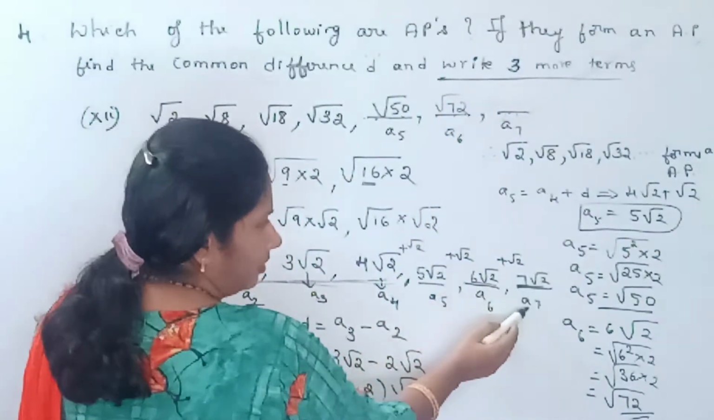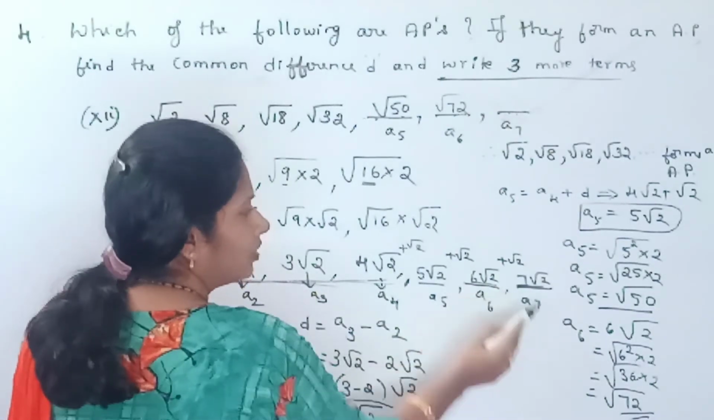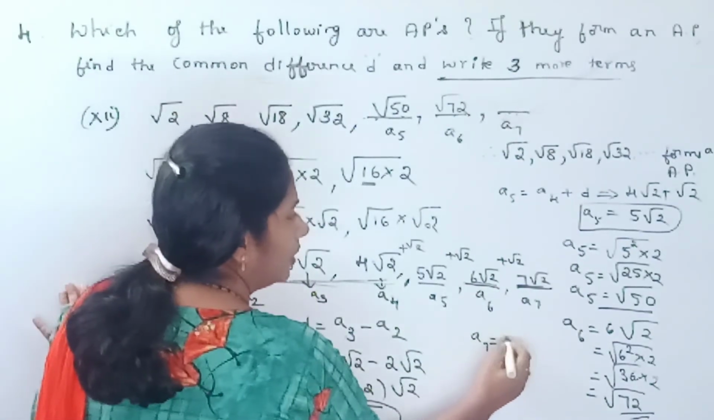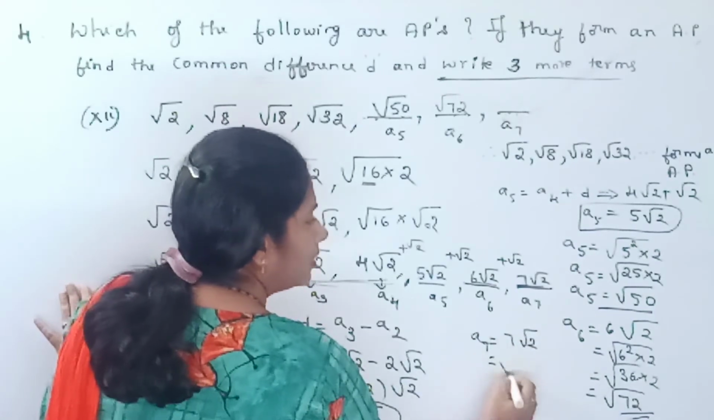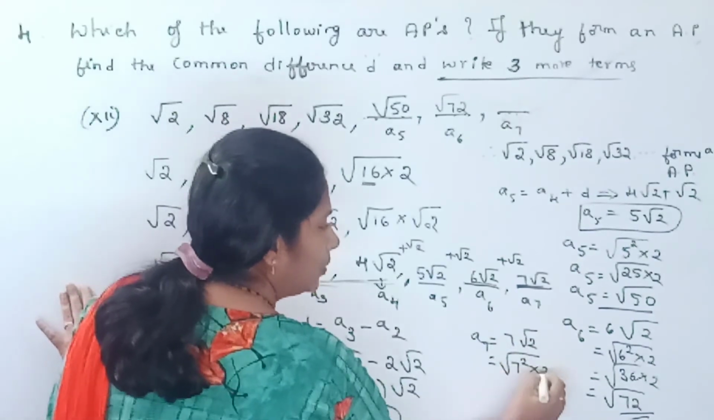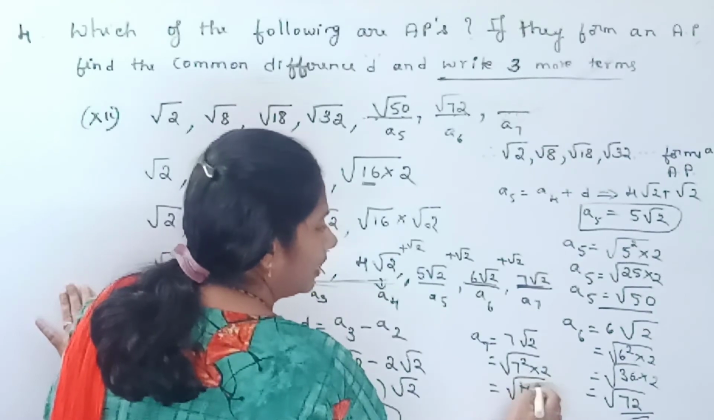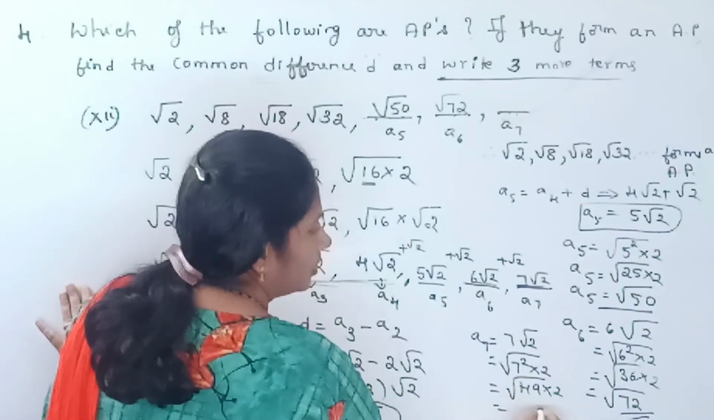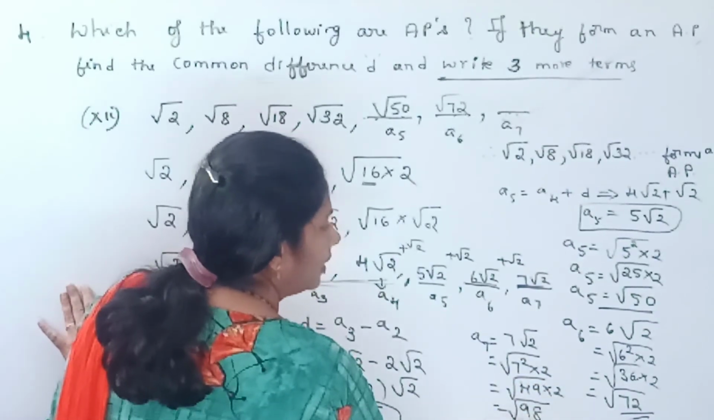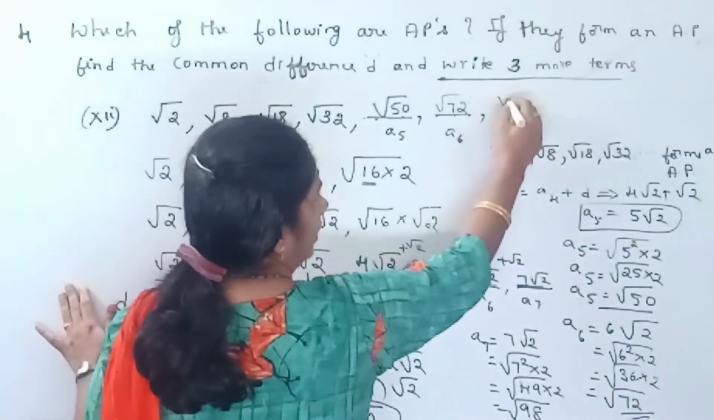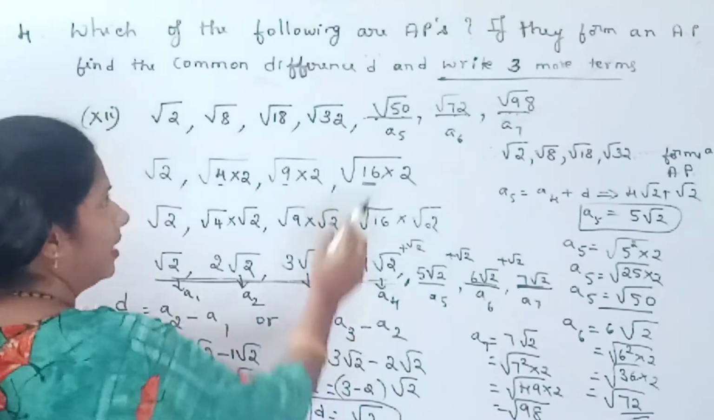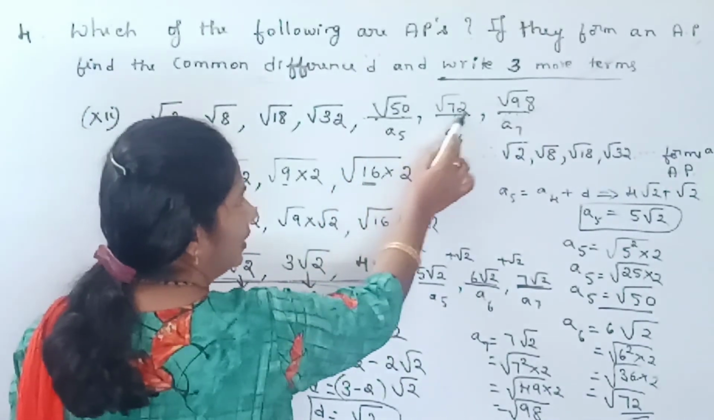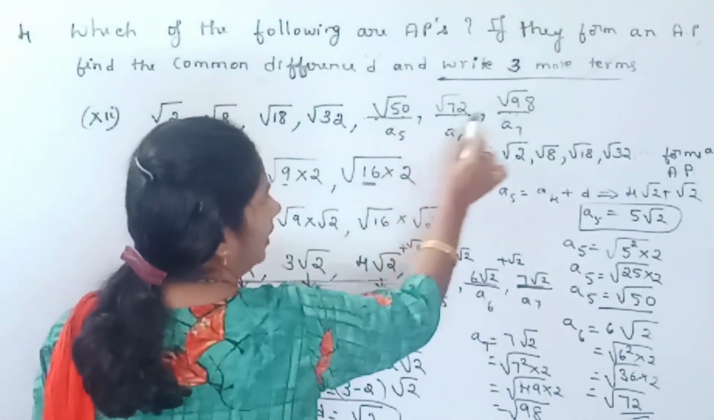Next, the 7th term, how will you find out? So A7 equal to 7 root 2. So how will you write? Root of 7 square into 2. So it is 49 into 2. It is root of 98. So this root 98 you write down here. Got it? So the next 3 terms are root 50, root 72, root 98.